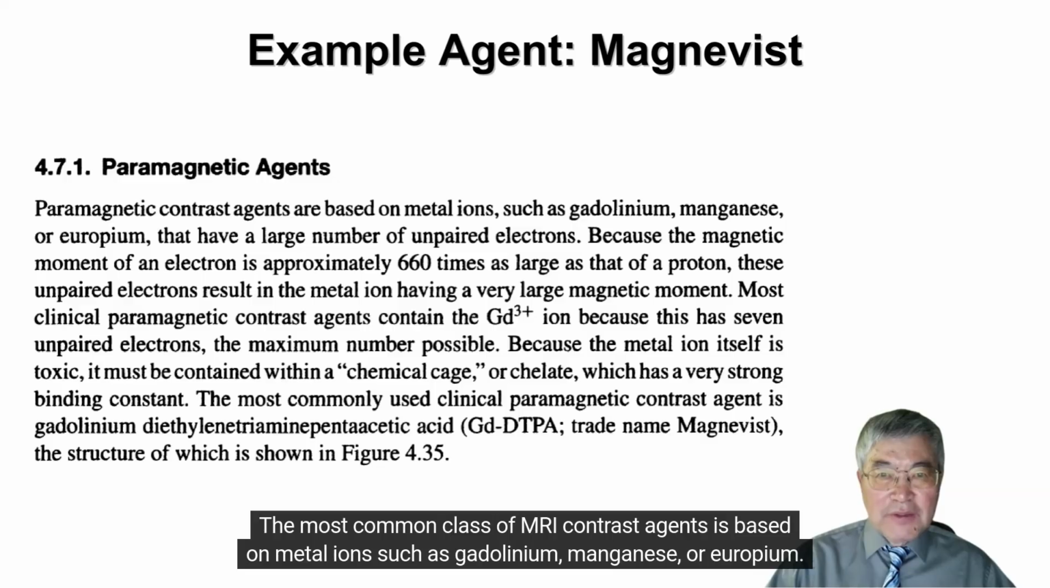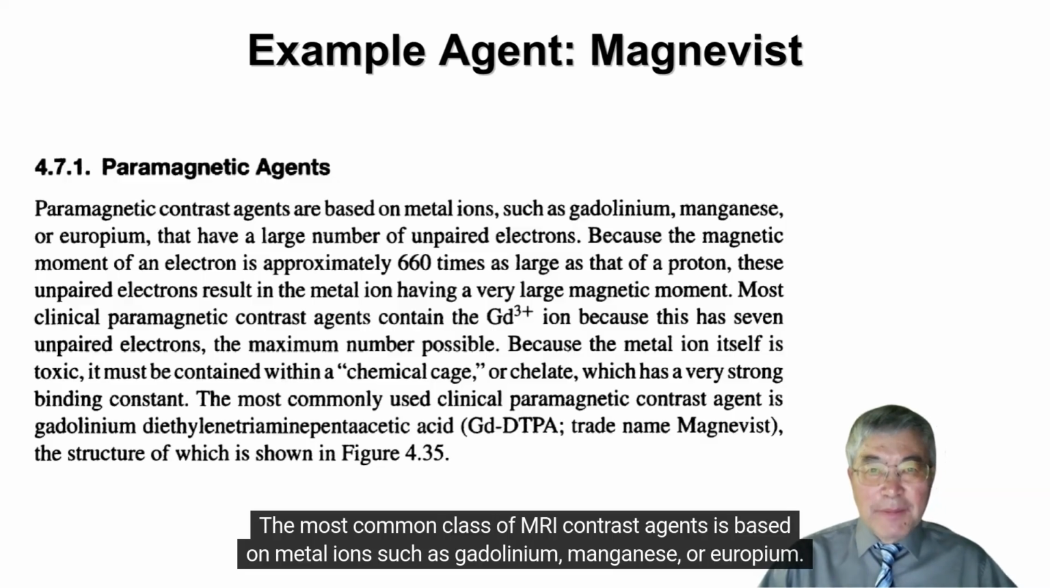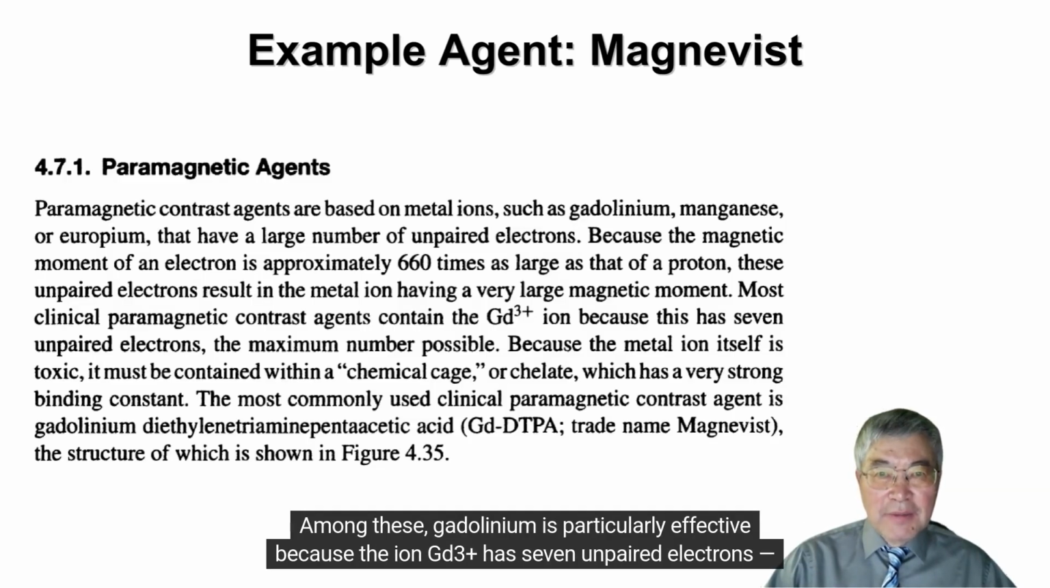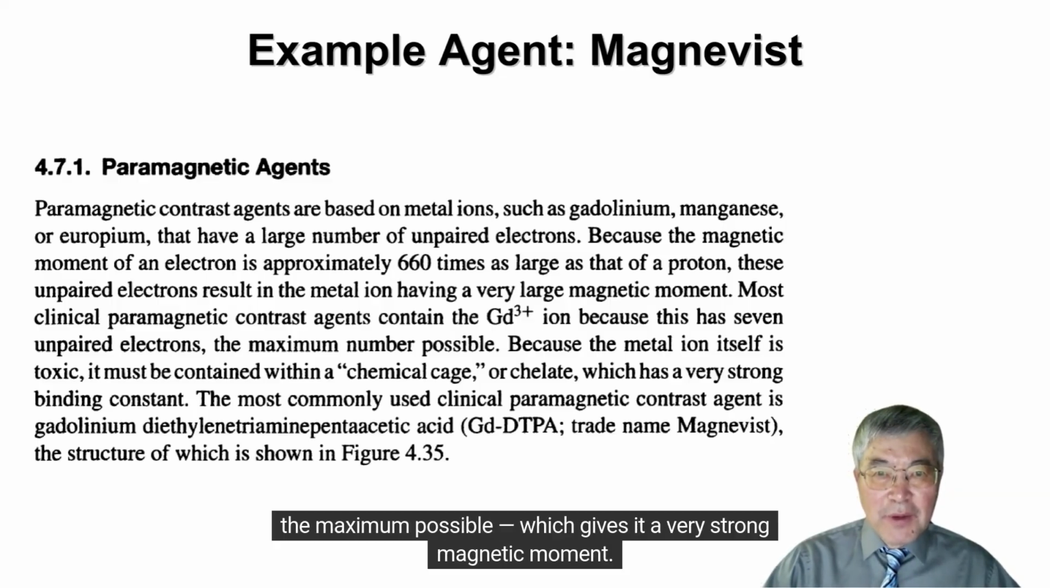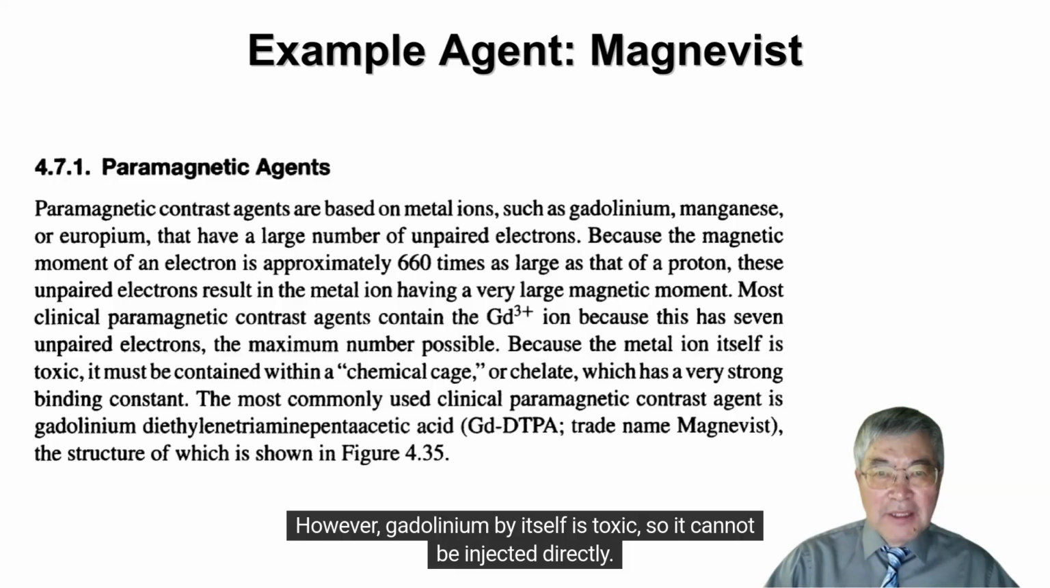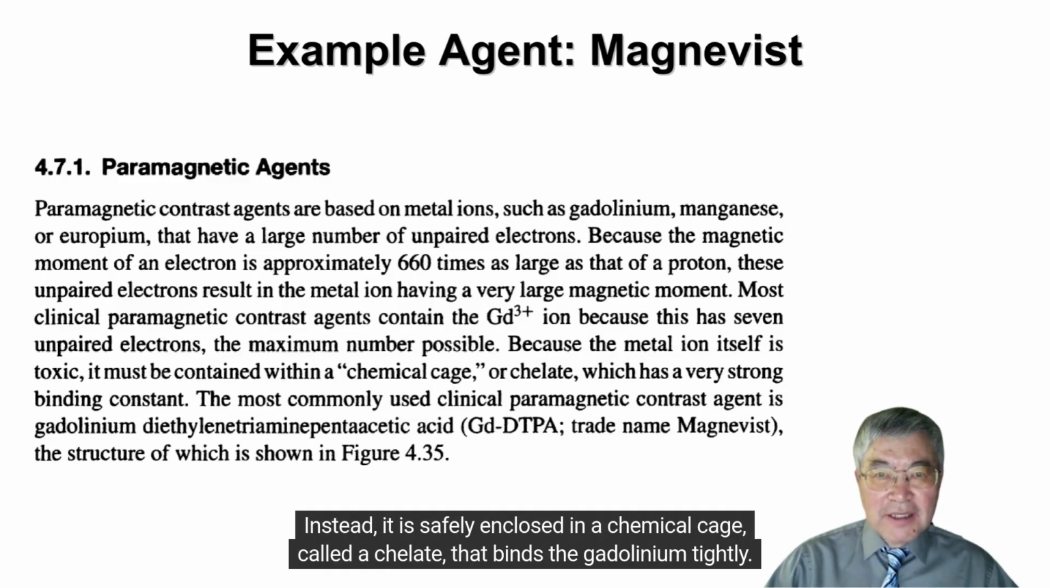The most common class of MRI contrast agents is based on metal ions such as gadolinium, manganese, or europium. Among these, gadolinium is particularly effective because the ion Gd3+ has 7 unpaired electrons, the maximum possible, which gives it a very strong magnetic moment. However, gadolinium by itself is toxic, so it cannot be injected directly. Instead, it is safely enclosed in a chemical cage called a chelate that binds the gadolinium tightly.